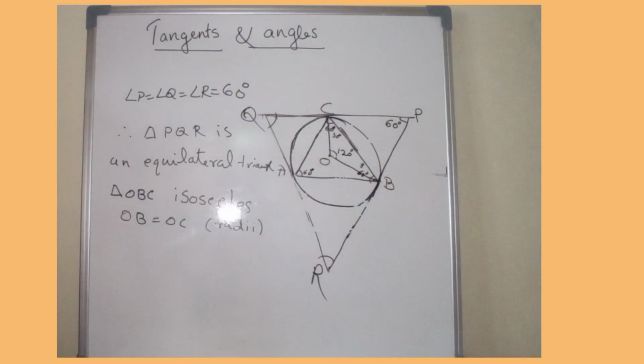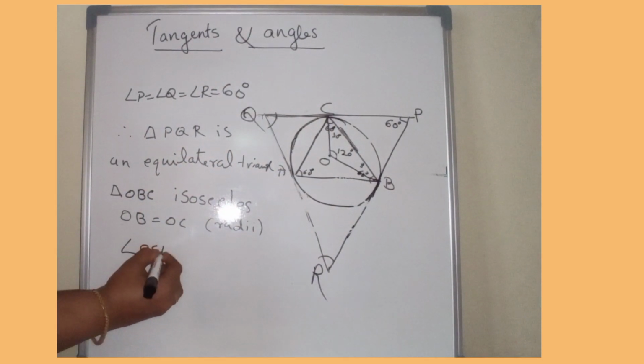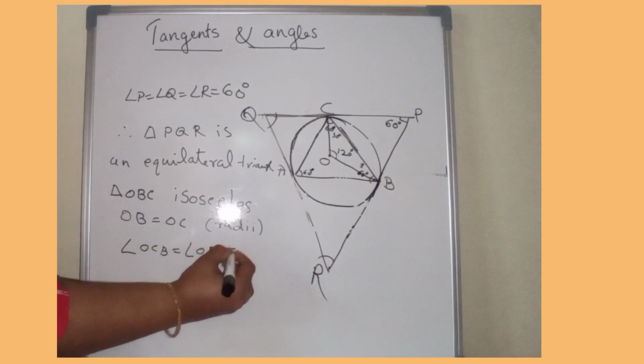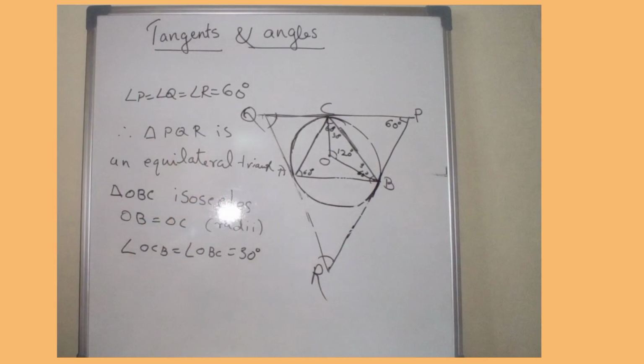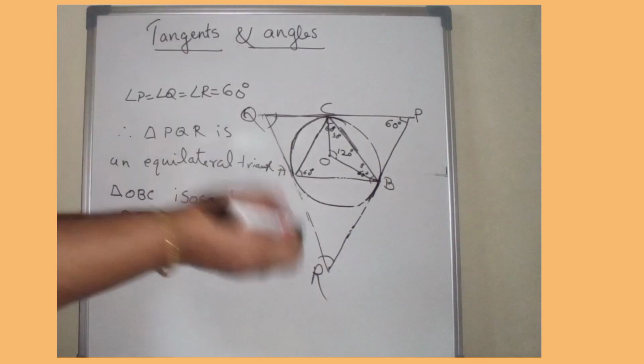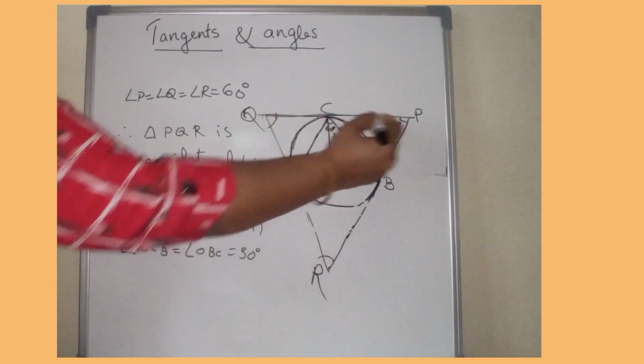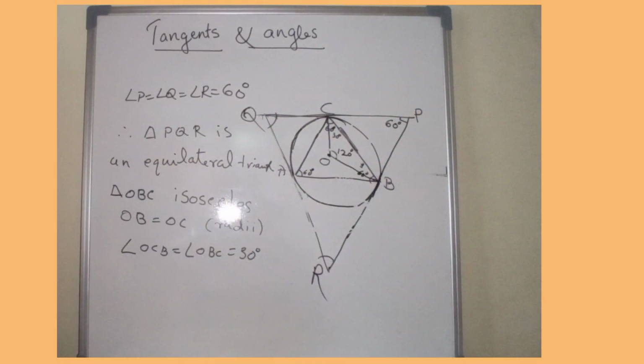These two angles are 30 degrees. That is, angle OCB is equal to angle OBC, which is equal to 30 degrees. Okay, and we know that OC and PQ are perpendicular. What is the reason? Because the radius through a point and the tangent through that point are perpendicular.